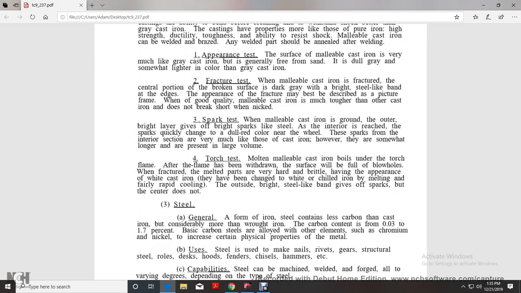Torch test. The molten metal of the cast iron is boiled under the torch flame. After the flame has been withdrawn, the surface shows blow holes, and the fractured melted parts are very hard and brittle, having the appearance of white cast iron, where they have been changed to white iron by the fairly rapid cooling. The outside bright, steel-like band gives off sparks, and the center does not.